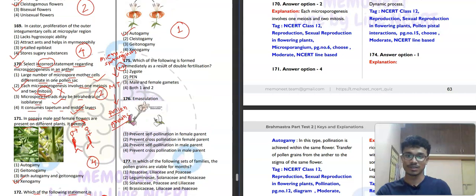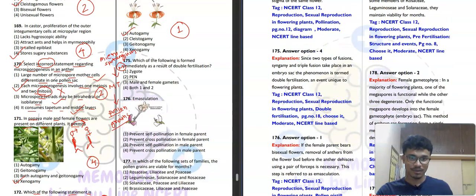Moving towards the next question, 175. Which of the following is formed immediately as a result of double fertilization? Zygote, primary endosperm nucleus, male and female gamete, or both first and second? Both zygote and primary endosperm nucleus are formed immediately as a result of double fertilization. So the fourth option will be your correct answer. Two types of fusion, syngamy and triple fusion, take place in the embryo sac, a phenomenon termed double fertilization, and it forms zygote and primary endosperm nucleus.